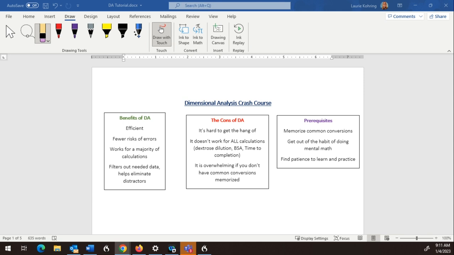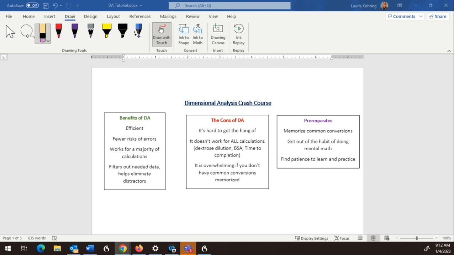When you have a patient medical record, there's tons of numbers in there. What do you need? What do you not need? This method helps you pull in what you need based on working to get to your stop unit, which I'll describe here in a minute.